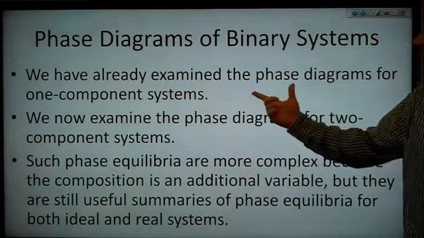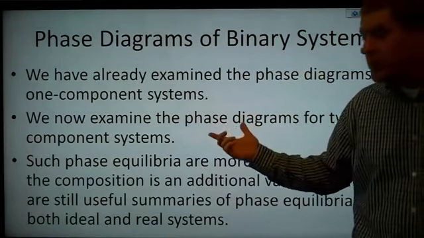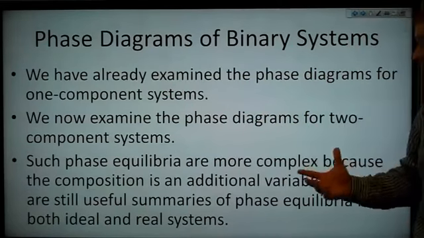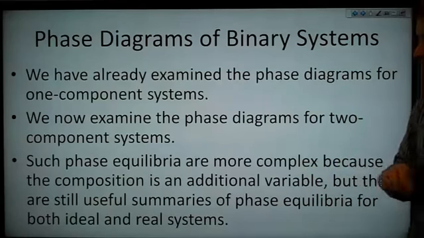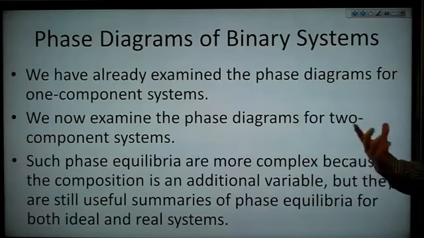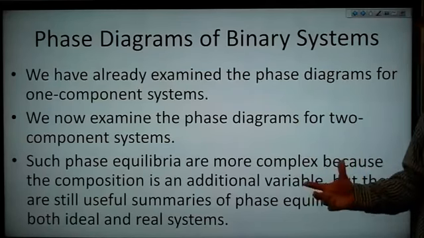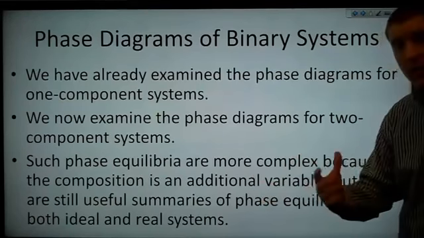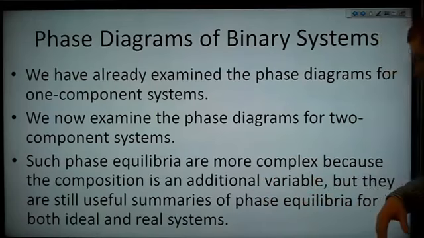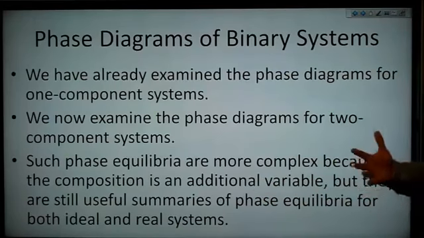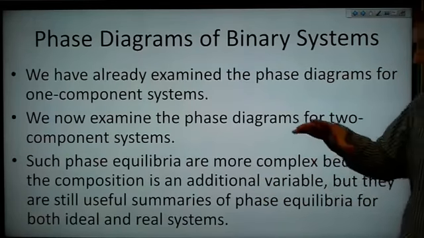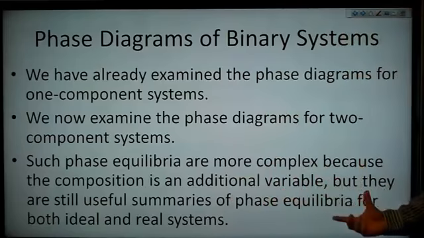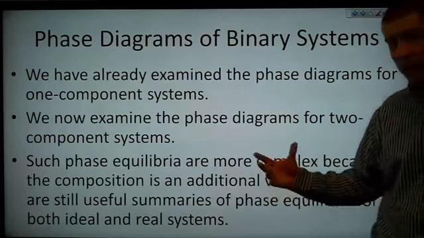Alright, so we've already examined the phase diagrams for one component systems, and now we're going to examine the phase diagrams for two component systems. Such phase equilibria are more complex because the composition is an additional variable, so we can change the composition in addition to the pressure and the temperature, or other variables. But they can still be useful summaries of phase equilibria for both ideal and real systems.